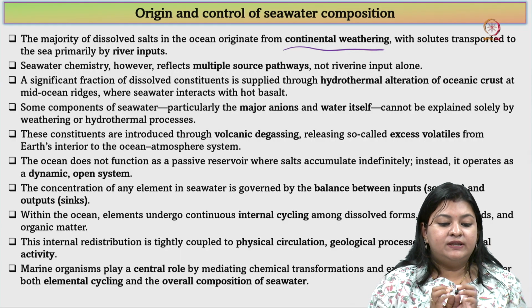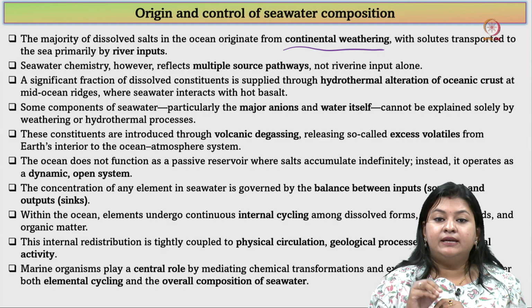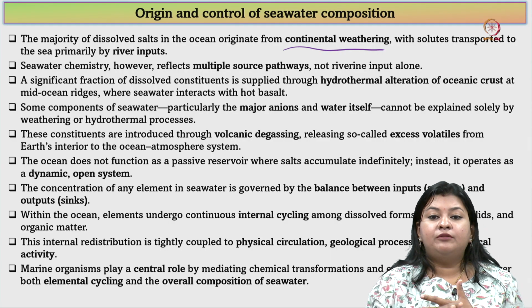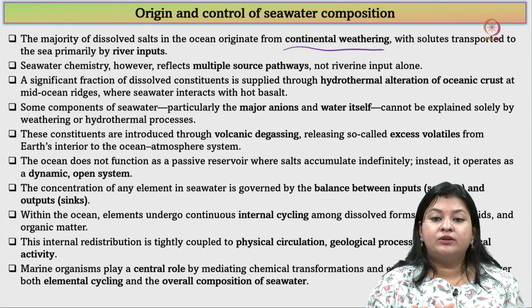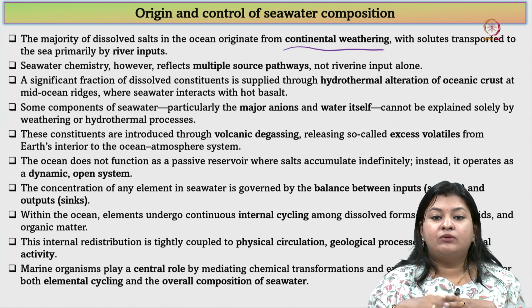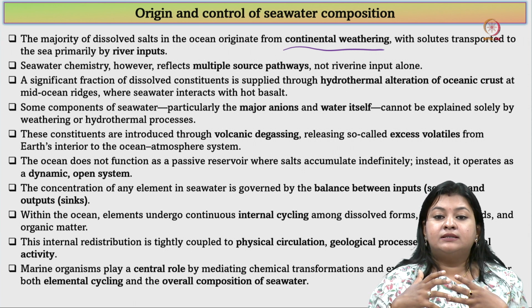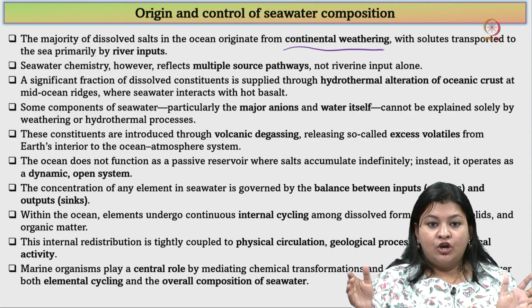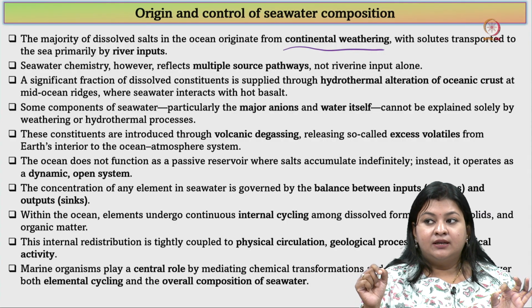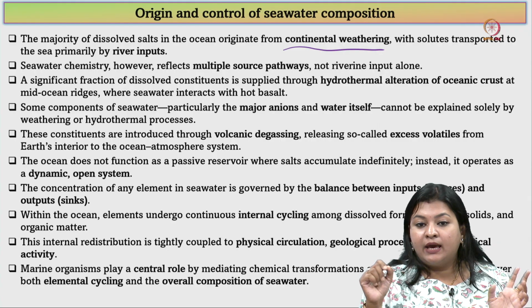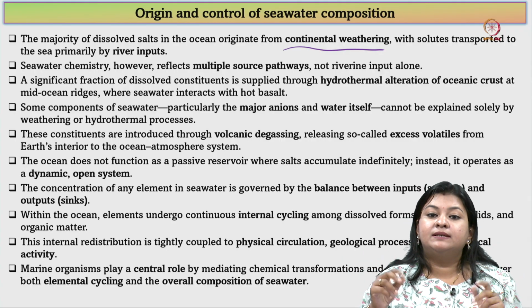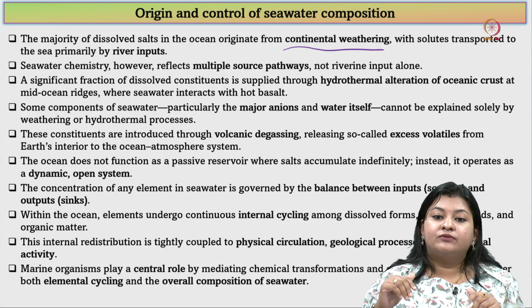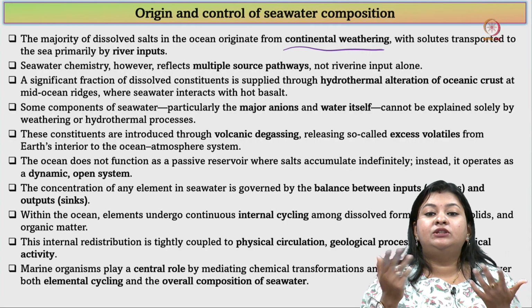Then some components of seawater, specifically the major anions and the water itself, cannot be explained by weathering or the hydrothermal process. What does that mean? That means how it is accumulating in the system, how it is mobilizing in the system, is a continuous process that has been happening over millions and billions of years. So, how much water came from where is still a question. Some people say this water came from comets that visited the earth, and so there are many theories.